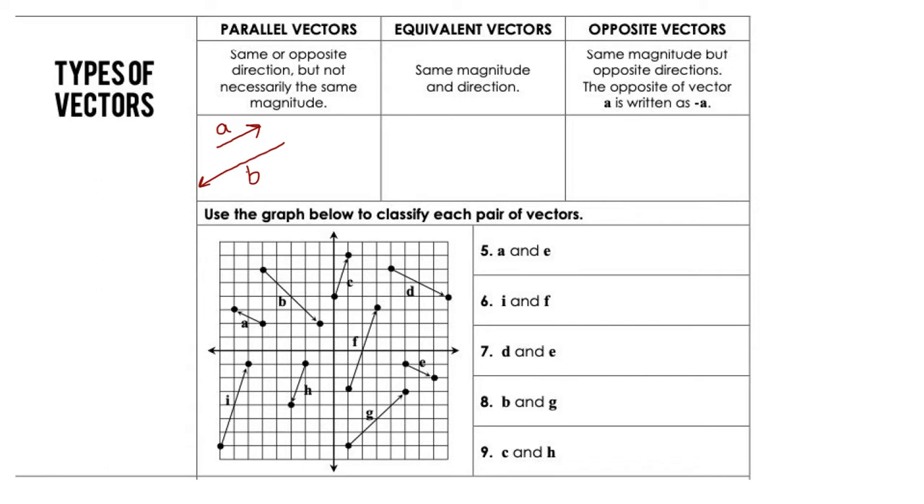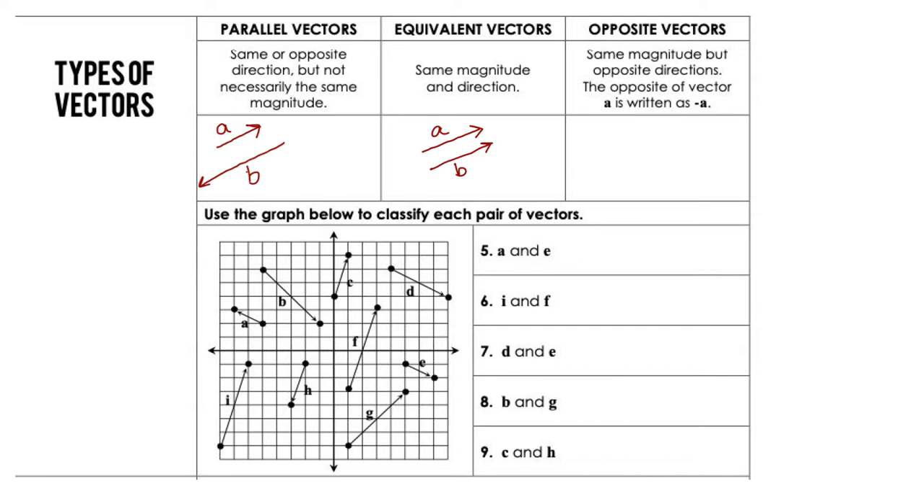Equivalent vectors have the same magnitude and direction. And this is probably what you thought of in geometry whenever you had parallel lines. This is A, and we'll call this one B. That's equivalent vectors. Same magnitude, so same length, same direction.